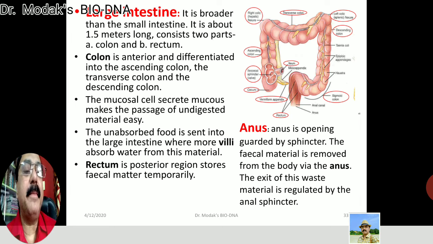Actually, the vermiform appendix doesn't have any function in human beings. Once when we were apes, probably in the apes, to digest the raw material, the vermiform appendix is reported to produce the cellulase enzyme that digests cellulose, but in human beings it becomes vestigial or non-functional. So this is all about the human digestive system.